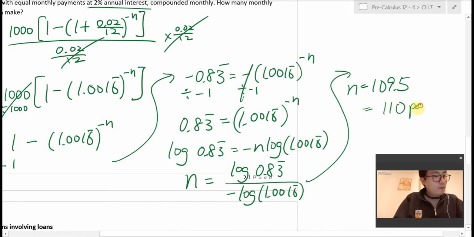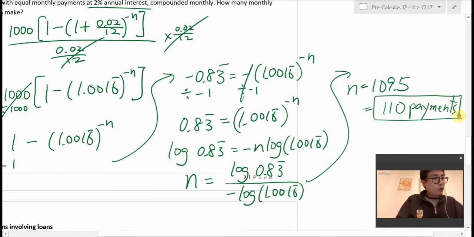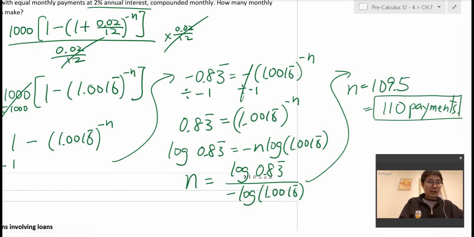110 payments. Obviously, the last payment is not going to be the full $1,000, okay? So you'll pay the full $1,000 109 times. For the last payment, you'll pay whatever is left.